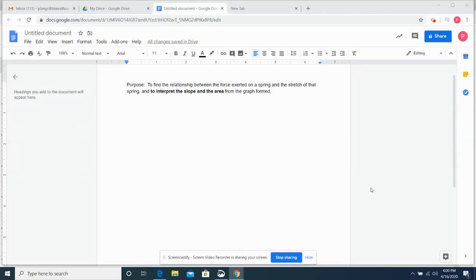Hello. You are going to be doing an experiment. The purpose of that experiment is to find the relationship between the force exerted on a spring and the stretch of that spring, and to interpret the slope and the area from the graph formed. You just have to worry about the first part of that.